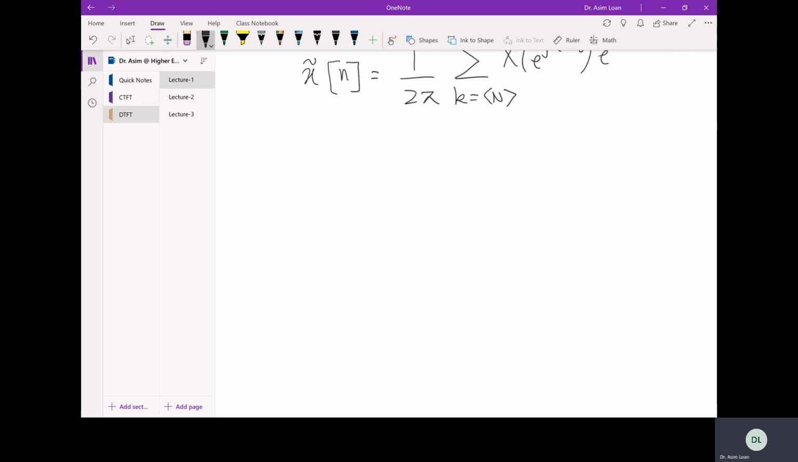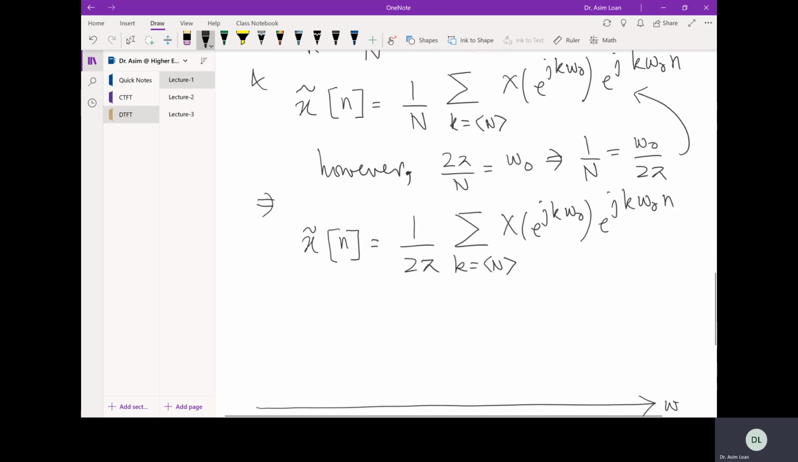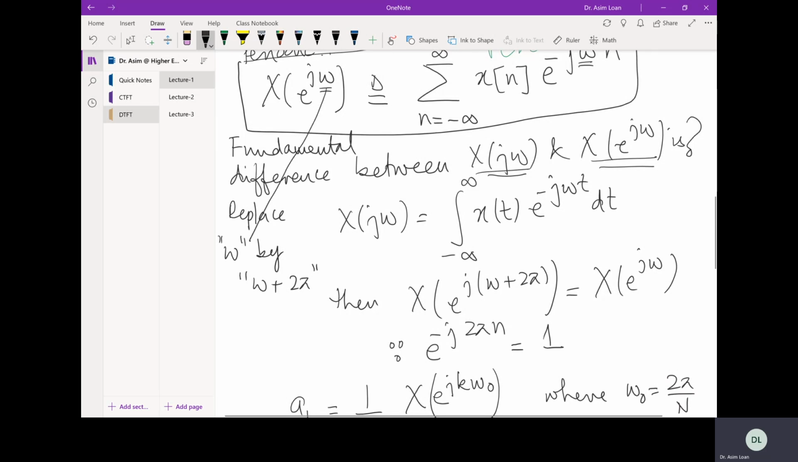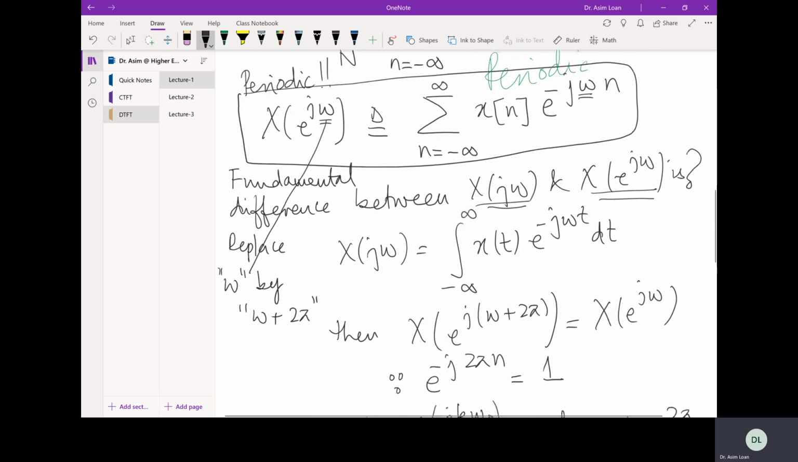Let me sketch this figure now. This is omega, and this x of e to the j omega, by the way, is continuous. This is a continuous function of omega.